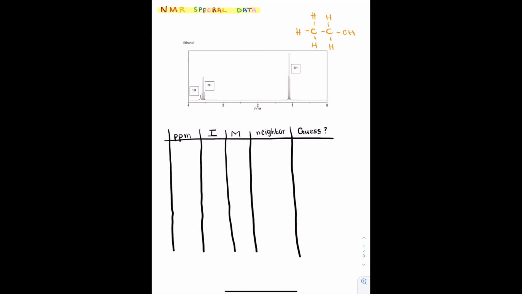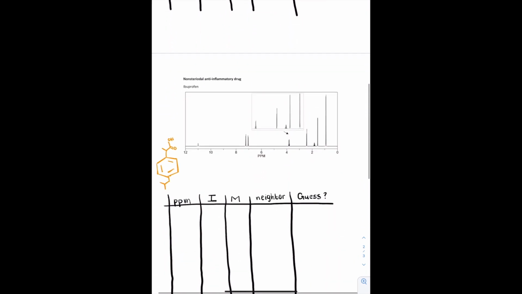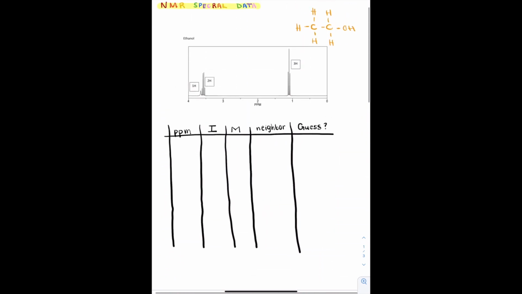For this video, we will be focusing upon proton NMR, and we're going to observe two structures. First, we're going to look at ethanol, and second, we're going to look at ibuprofen.